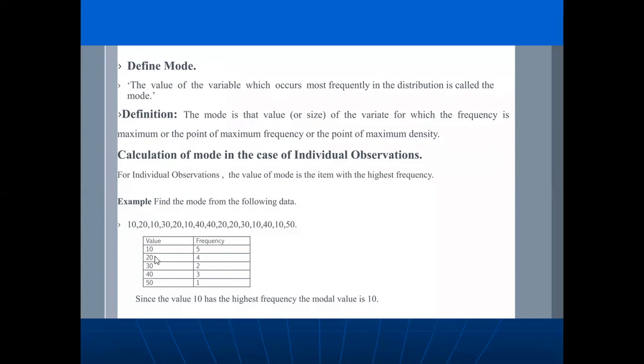Now here the values are 10, 20, 30, 40 and 50. 10 is repeated 5 times, so we can say that 10 has the highest frequency, 5. Therefore 10 can be taken as the mode here.